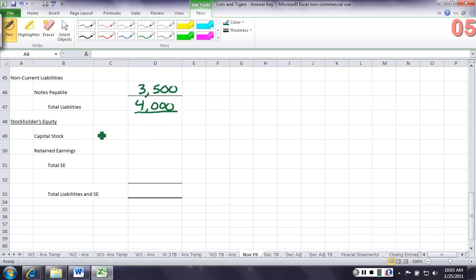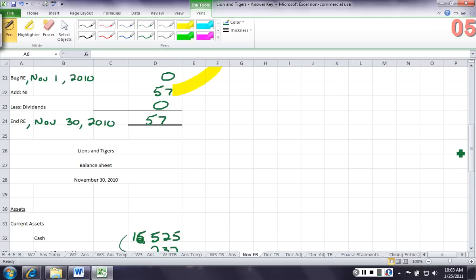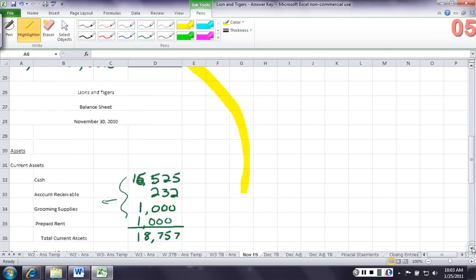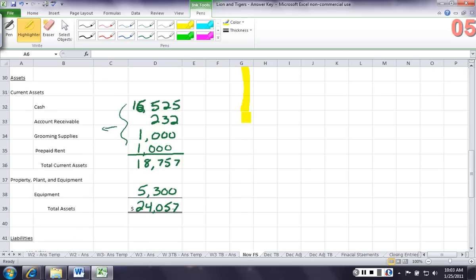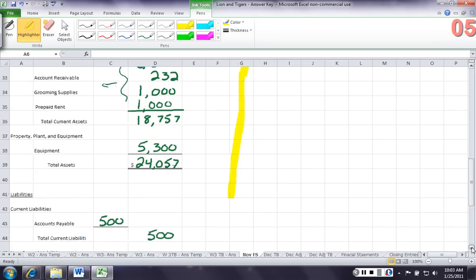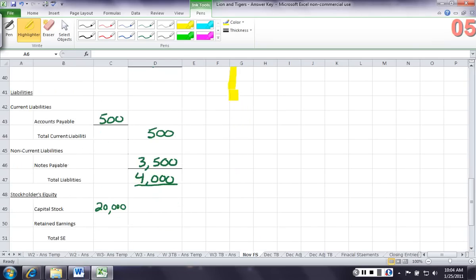Now we have capital stock of $20,000 and then retained earnings. Now this is where students often get in trouble. The retained earnings number that you use all the way down here, keep this line going because it's a long one, needs to be the number from the retained earnings statement. So this has to be 57. This has to be $57. It's really important that we get that from the retained earnings statement.